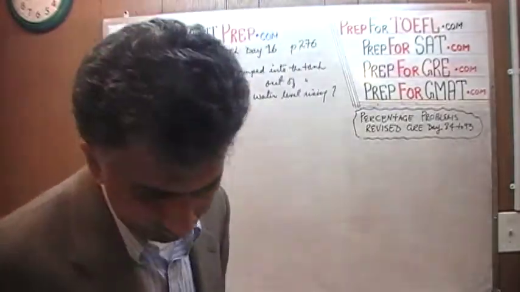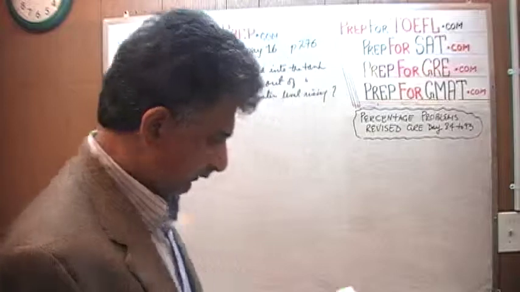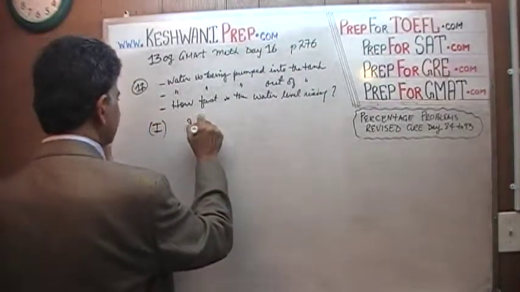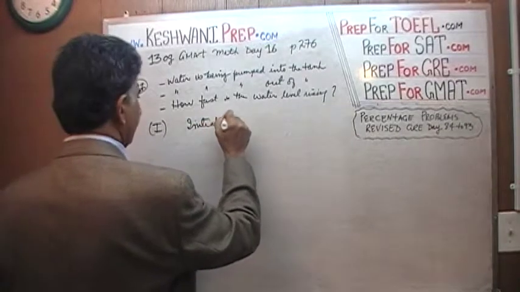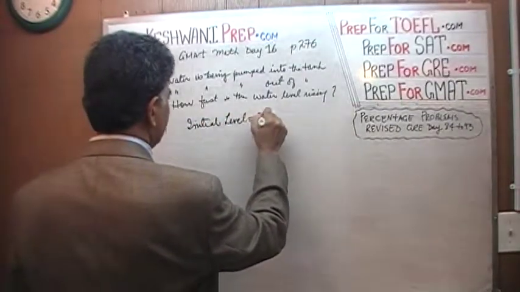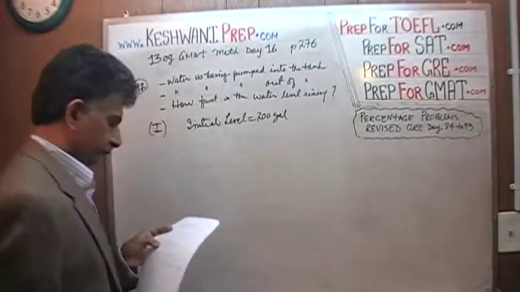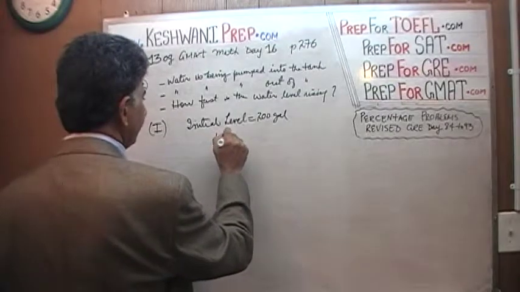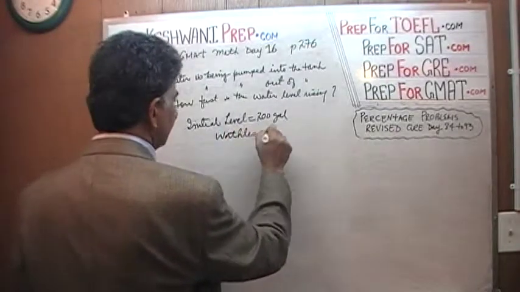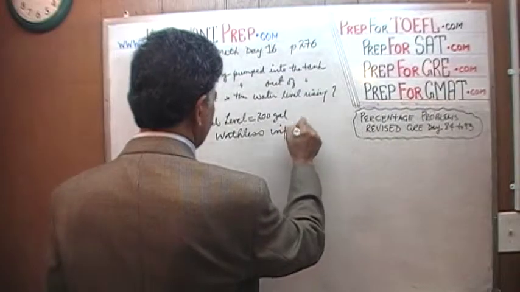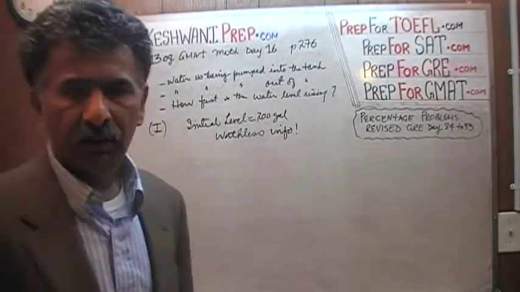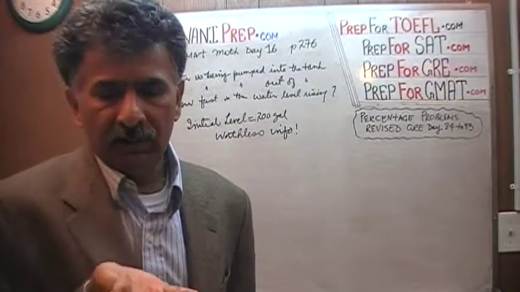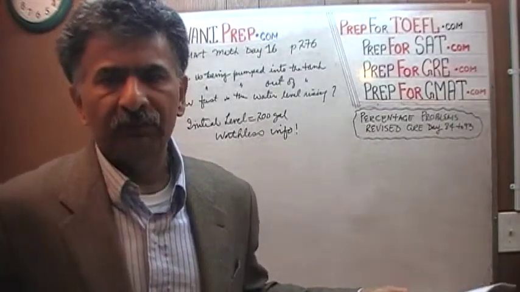Let's look at the first statement. The first statement tells us that the initial level is 200 gallons. Well, knowing the initial level is 200 gallons is worthless information for us. How is that going to help us answer the question? What we want to know is, how fast is the water level rising? So my knowing what the initial level of water was in the tank is useless. It doesn't do any good.